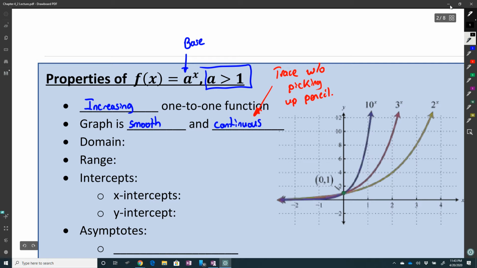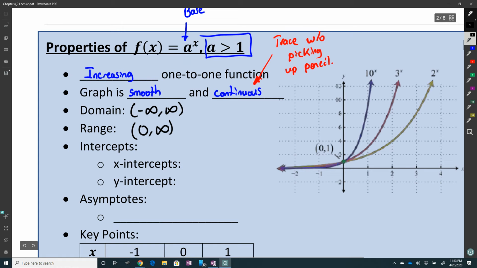My domain is everything. But notice the range is 0 to infinity, but it never actually touches 0. Okay? Now this has to be memorized. Not necessarily for this section, but when we get into 4.4, you're going to have it memorized.